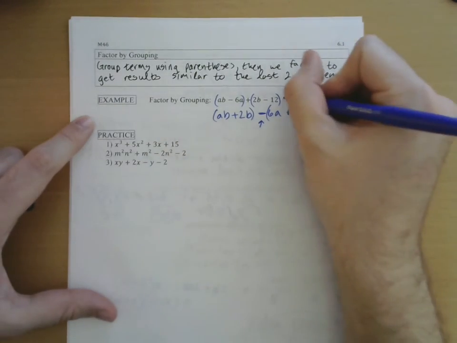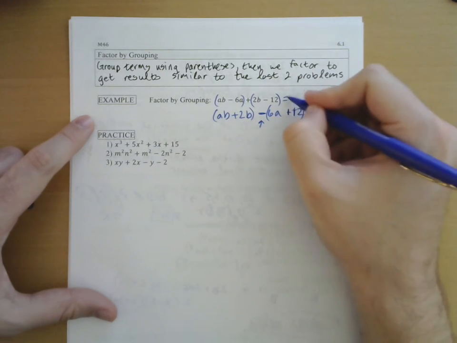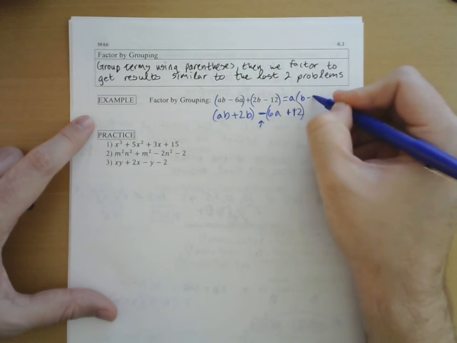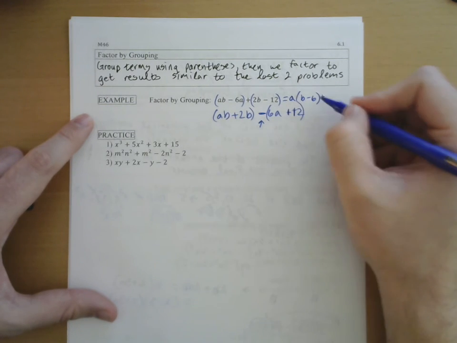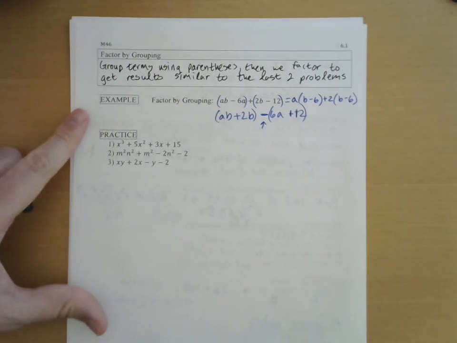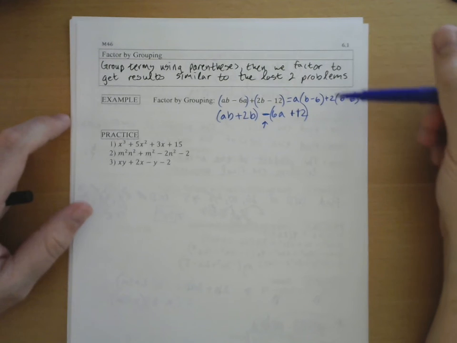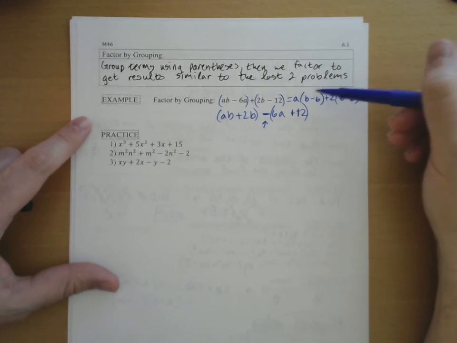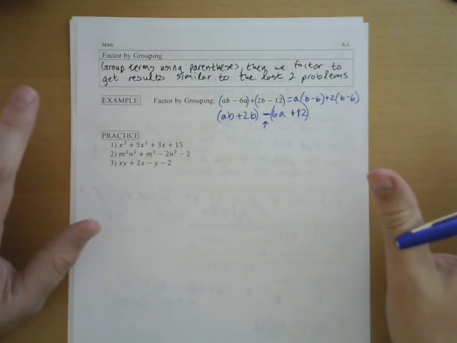So in this first one, I can factor an A out of this group, and I have B minus 6. And out of the second group, I can factor a 2. And I'll have 2 times B minus 6. And the nice thing about factor by grouping is you have a built-in check. You know you've done your factoring correct if your binomials here are the same. So I have B minus 6 and B minus 6, so I know I did that one right.